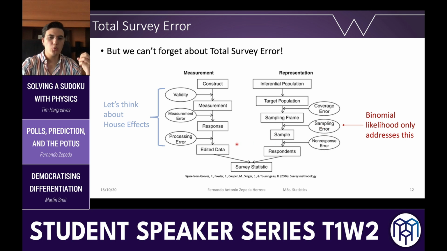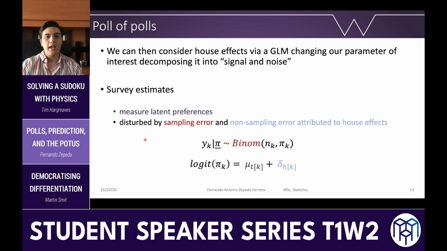So we can think of those as house effects, because even though they exist, there will probably be variance between polling organizations, but one single organization will probably have the same decision process throughout the course of the campaign. So we can think of them as house effects that are constant during the campaign, but vary across polling organizations. And what we do is we transform our simple binomial model into a generalized linear model that will allow us to decompose our parameter of interest into signal and noise.